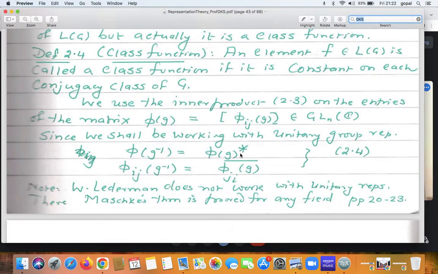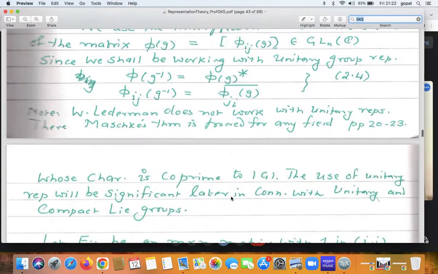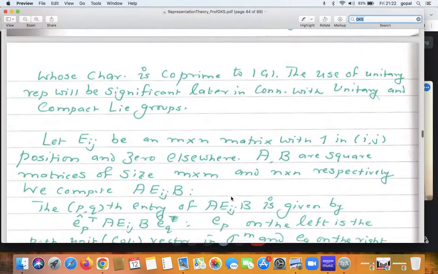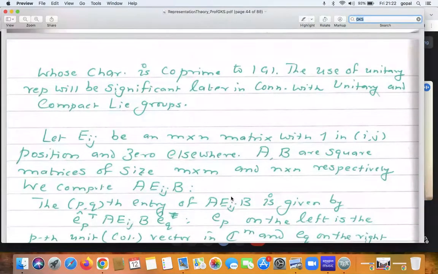Ledermann does not work with unitary representations. He is working only with matrices over arbitrary fields, and especially he will restrict it to C, but he doesn't work with unitary group representations. And he uses fields whose characteristic is co-prime to |G|. The use of unitary representations will be significant in the second half of the course when we do compact Lie groups. So there is no point in giving up unitarity.